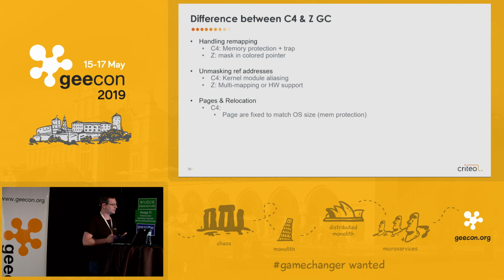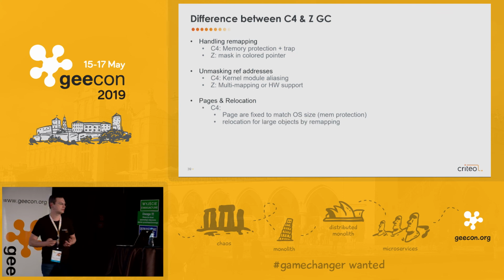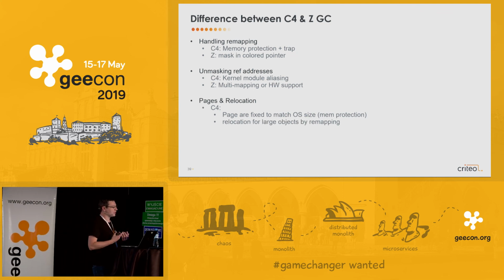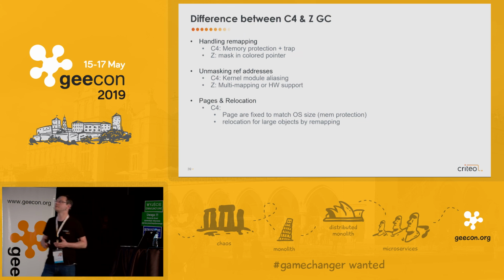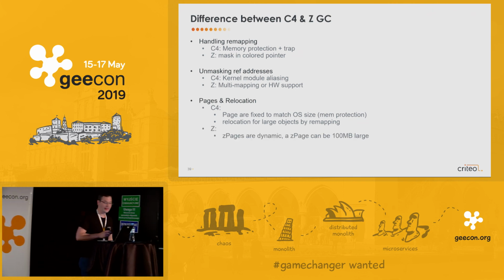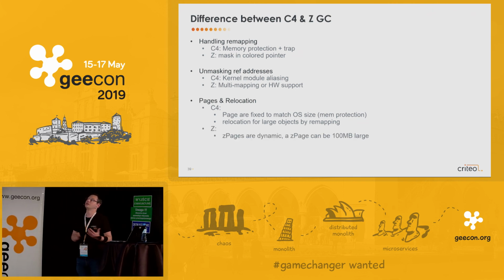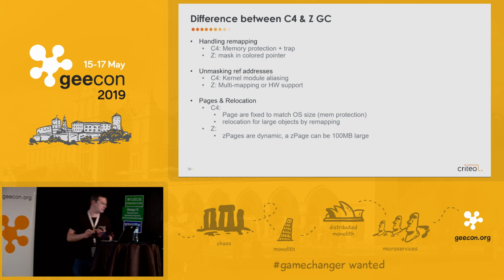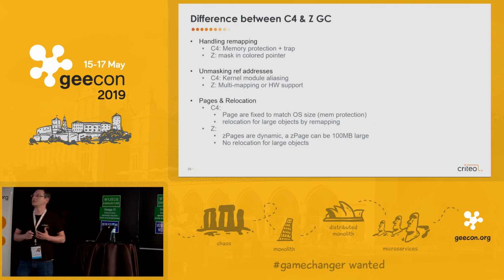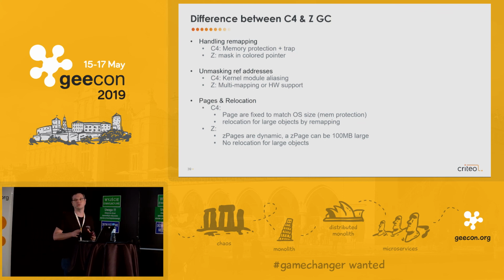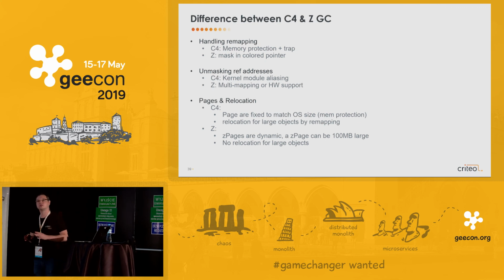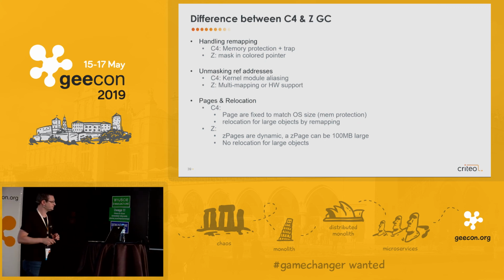For page relocation, C4 uses a fixed page size that matches the OS size for memory protection. And for relocation of large objects, it uses remapping of the virtual memory instead of moving them. So it just plays with the physical and virtual memory. For ZGC, Z pages are dynamic, and a Z page can be like 100 megabytes large. But for large objects, there is no relocation. It's like the humongous objects in G1. They consider it too costly to move those objects.